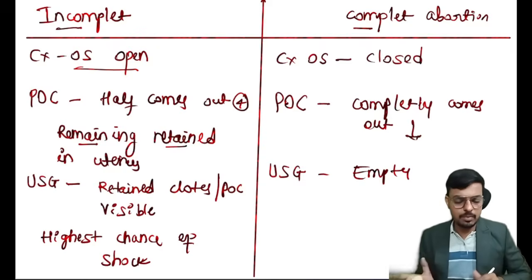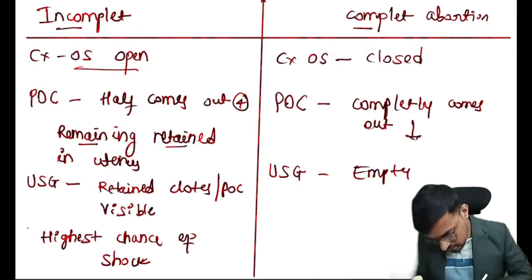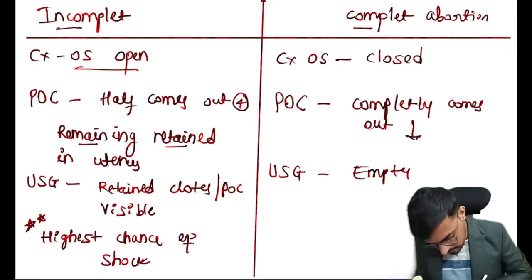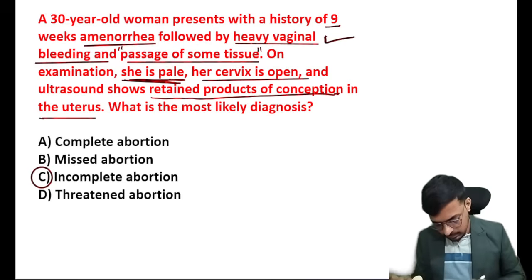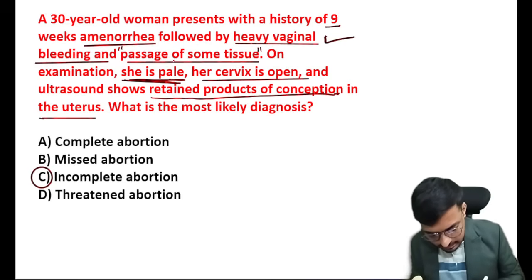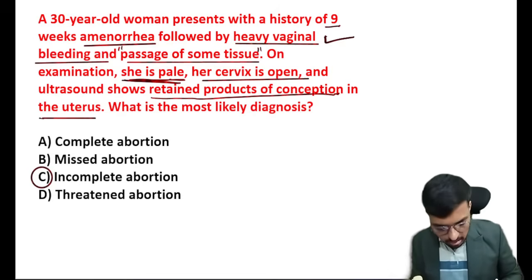Okay, when you compare between the incomplete and complete abortion, which abortion has the highest chance of shock? That is the incomplete abortion, which has the highest risk of shock. Remember, in the incomplete abortion I told you heavy vaginal bleeding will be there, so her color becomes pale and some tissue is passing out of the vagina. And her cervix is open.